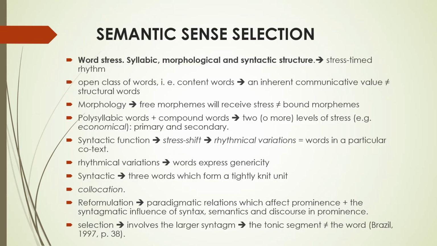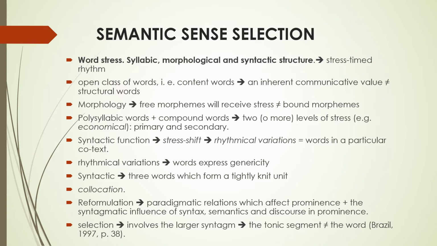So we're going to start now with the first dimension of prominence selection, in particular the one that we call the semantic sense selection, that is at the level of the word. One of the first elements that we can see there is word stress. So prominence will be based on word stress, that is, the allocation of stress. We know that from a linguistic viewpoint this will have to do with the syllabic structure of the word, with the morphological constitution or the syntactic function that the word has. And all of these factors will contribute to the particular characteristic of English rhythm, which is stress-timed rhythm.